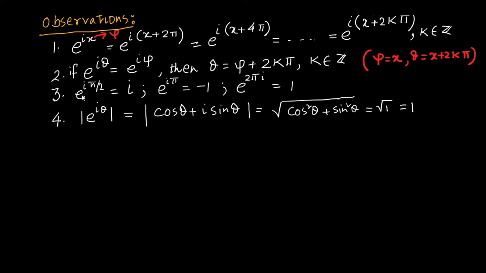is equal to 1 as per our definition of modulus, because we know that mod of x plus iy is equal to square root of x square plus y square. So by that definition, we get mod of e to the power i theta is equal to 1. Now I would advise you all to remember this formula, as it is very useful for solving problems.